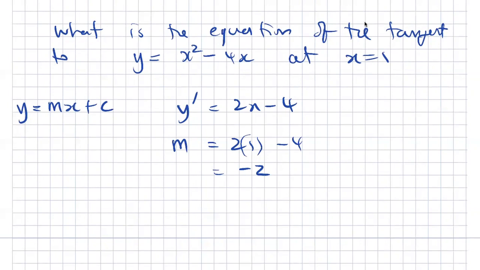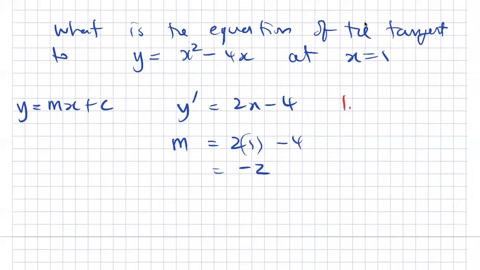We've done that. And so now that I've got my gradient of -2, let's just stop and think about what we have done. We have, 1, differentiated it, 2, sub in x equals 1, and we've got our gradient. But we still need to continue to work out the full equation of the line.